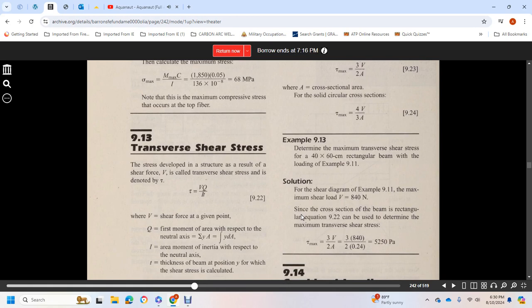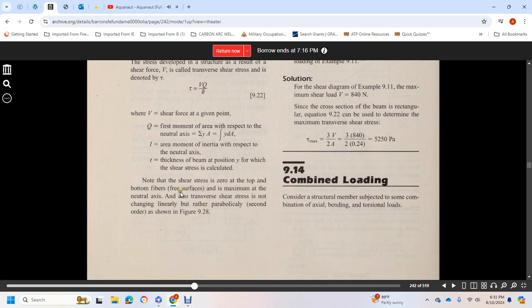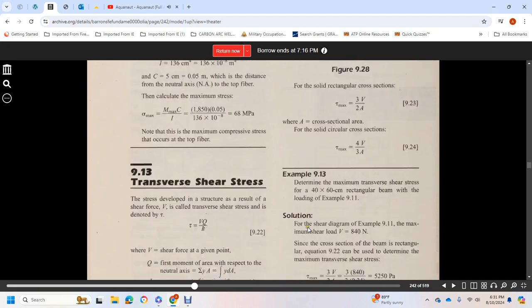Alright, 9.13, transverse shear stress. Stress developed in a structural member as a result of shear force V is called transverse shear stress, denoted tau. Transverse shear stress is equal to the shear force V times Q, the first moment of area with respect to the neutral axis, over I, the moment of inertia with respect to the neutral axis, times t, the thickness of the beam at the position y at which the shear stress is calculated. Note that the shear stress is 0 at the top and bottom fibers, which are free surfaces, and maximum at the neutral axis. The transverse shear stress does not change linearly but rather parabolically, second order, as shown in figure 9.28.